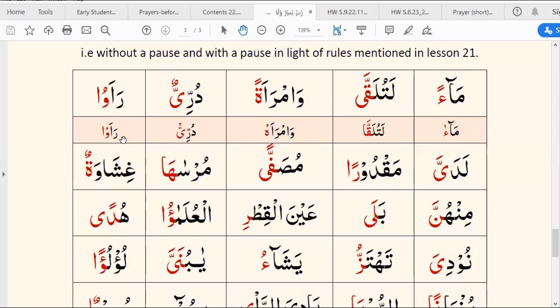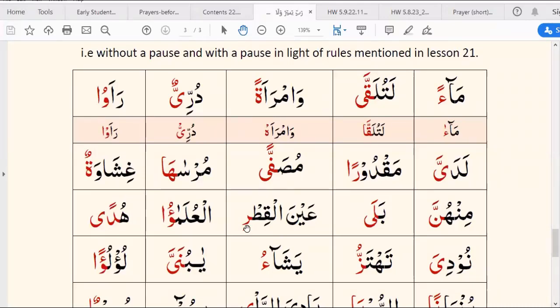Okay, let me just find another example. Here we are. So this one here is read like this: Ayn al-qitri. Can you say that? Ayn al-qitri. Very good. And now imagine if there's a pause at the end.